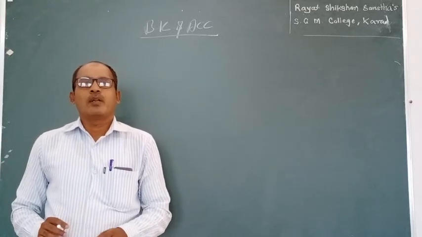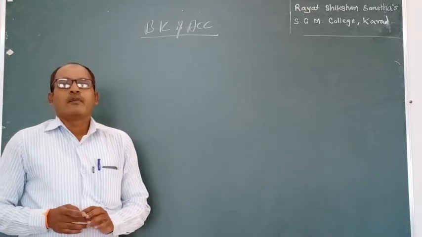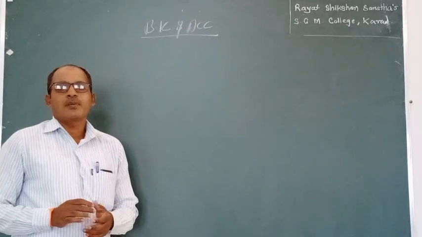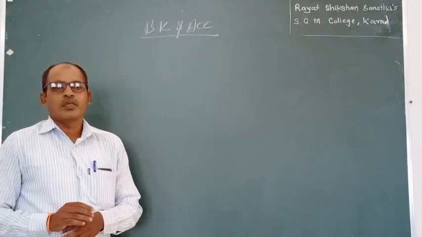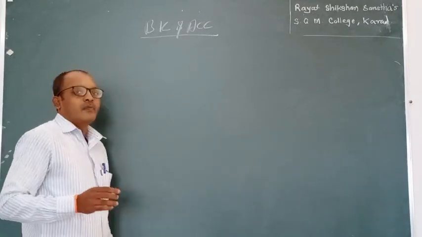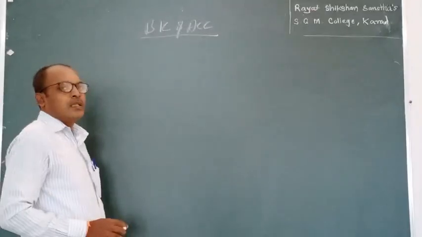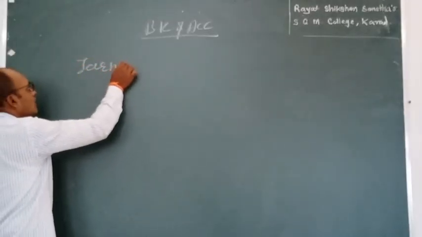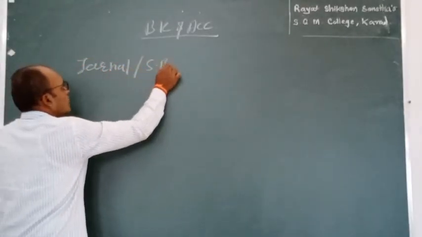Today we have learned partnership final account. Partnership final account is the last step of the accounting procedure. So firstly, we will see the accounting procedure. In the accounting procedure, first are the journal or subsidiary books.